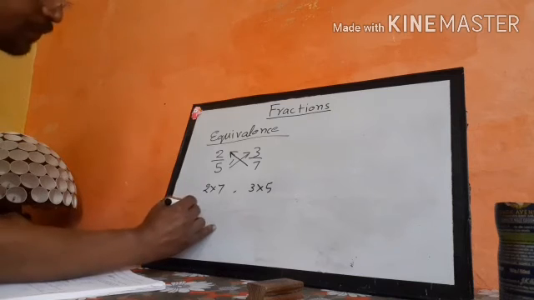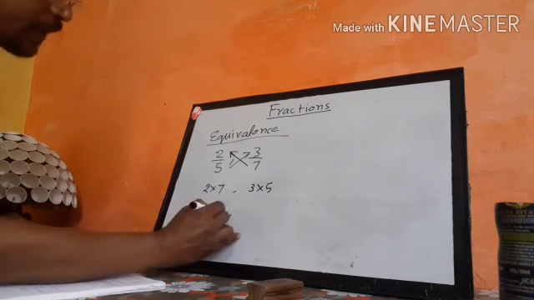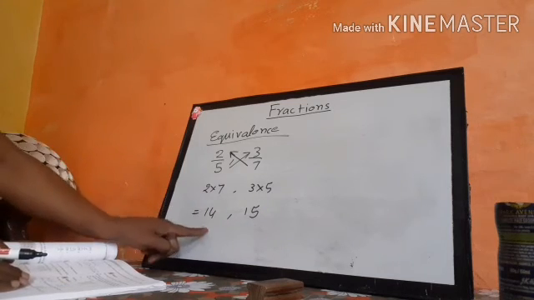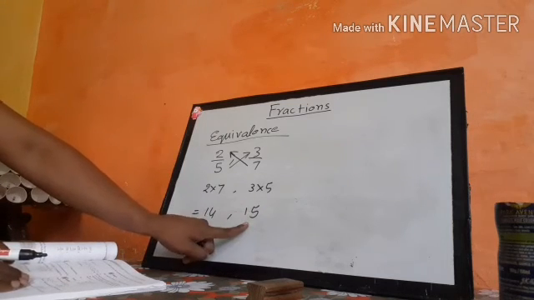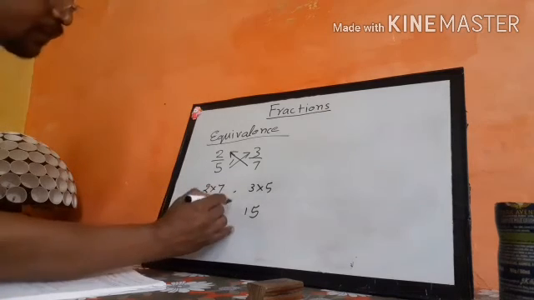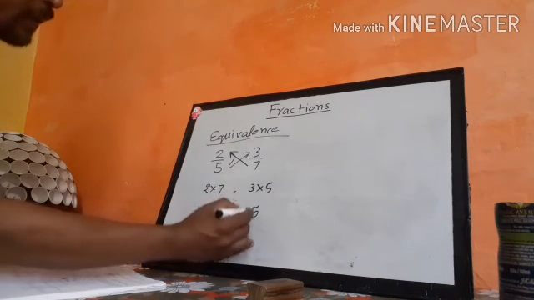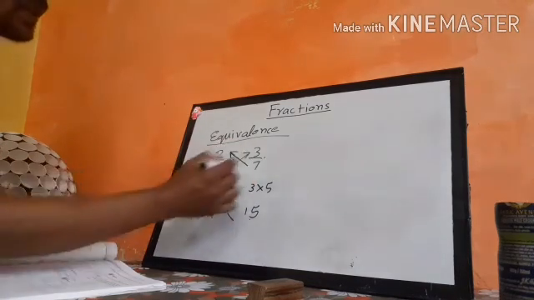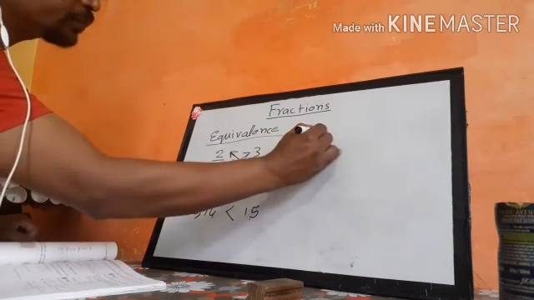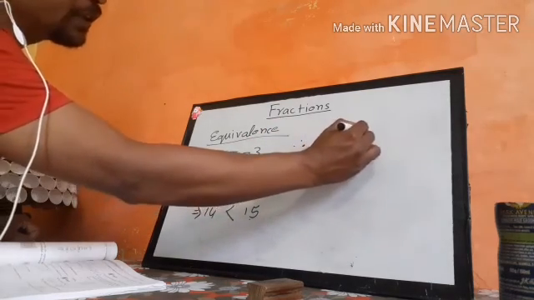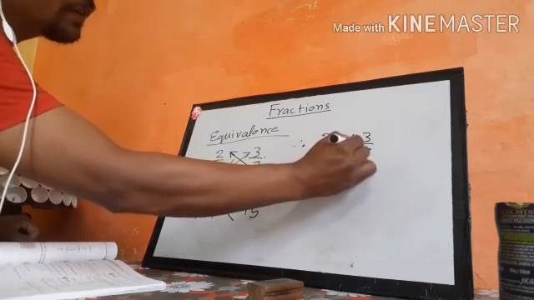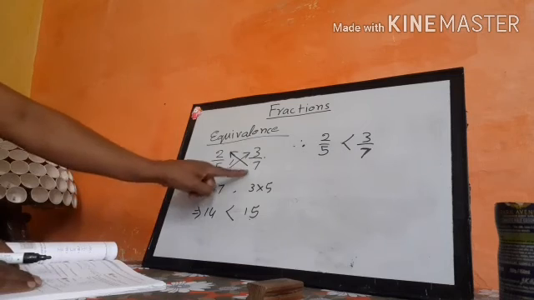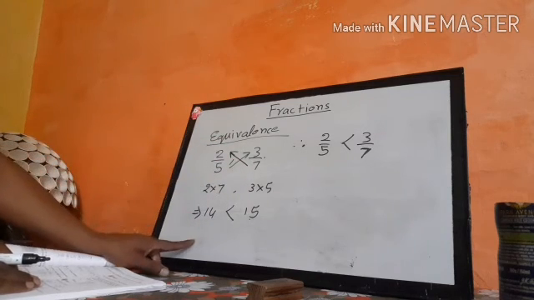So here it becomes 14 and it becomes 15. Now students, check which is greater, 14 or 15. So you can see 15 is greater. It means the fraction above the 15 is greater, that is 3 upon 7. So therefore out of 2 upon 5 and 3 upon 7, 3 upon 7 is greater than 2 upon 5. So it is a simple process. You should cross multiply them and you will get the result.